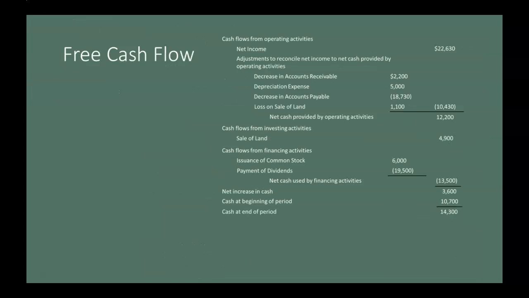Now that we have this, we can calculate our free cash flow. So our free cash flow is net cash provided by operating activities minus capital expenditures minus cash dividends. So net cash provided by operating activities, that's our $12,200, right? That's given to us. Capital expenditures are any time that you purchase property, plant, and equipment. We didn't have any of those, right? We sold land, but we did not buy any property, plant, or equipment. So we don't have any capital expenditures in this problem.